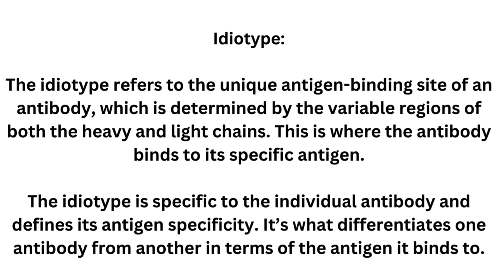Idiotype refers to the unique antigen binding site of an antibody, which is determined by the variable regions of both heavy and light chains of immunoglobulins. This is where the antibody binds to the specific antigen. Idiotype is specific to the individual antibody and defines its antigen specificity. It's what differentiates one antibody from another in terms of the antigen it binds to.